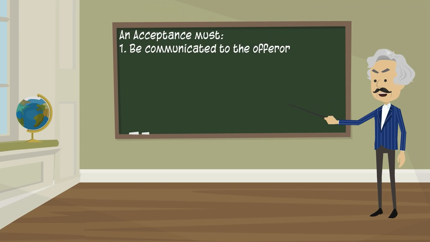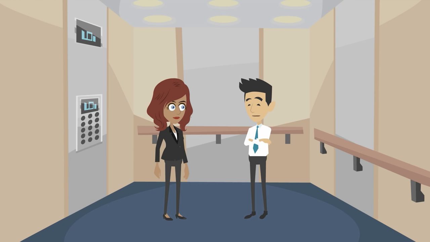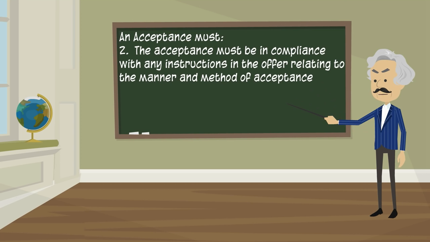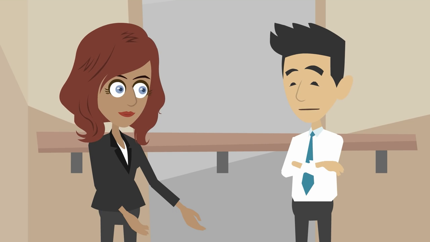1. An acceptance must be communicated to the offeror. If not communicated, then how would the offeror know that you accepted the offer? Did you get my acceptance to your offer? Yes, I sure did. But the acceptance must be in compliance with any instructions relating to the manner and method of acceptance. So we have a contract now?